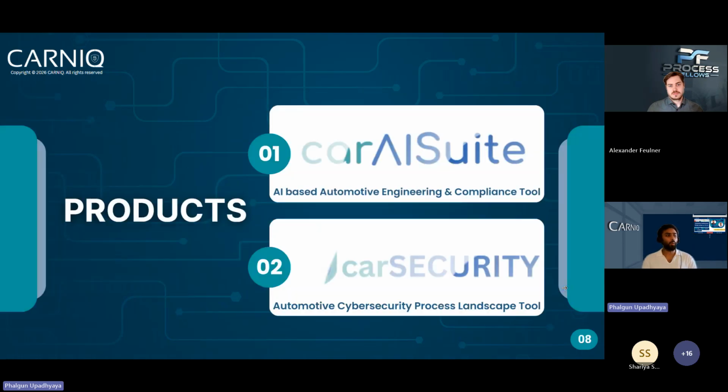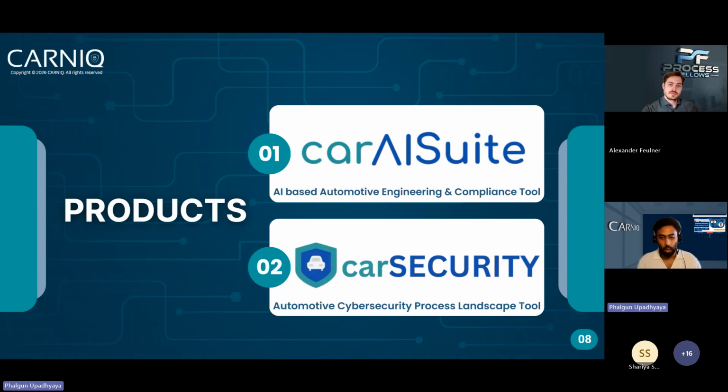And a quick overview on the products, which is also a highlight of today's topic. We have two main product decks in our portfolio. One is the carAISuite, which is the product that we are going to talk about, and the other one is a legacy product, carSecurity, which you can also find on our website. carSecurity is an automotive cybersecurity process landscape tool, and carAISuite is the AI-based automotive engineering and compliance tool.